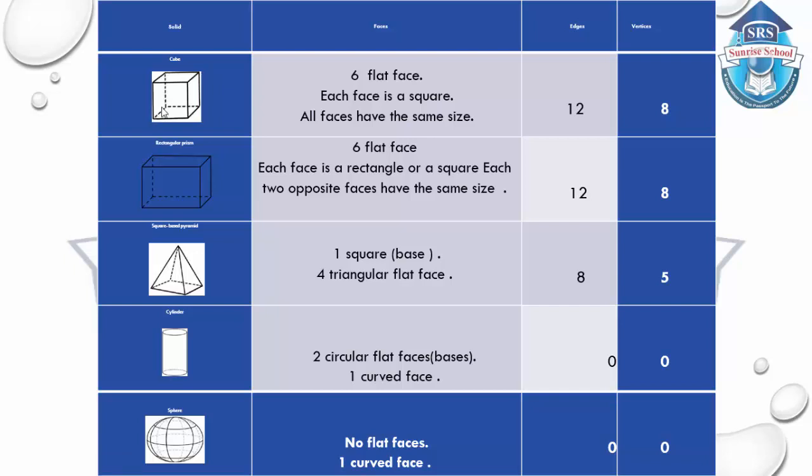What do I mean by vertex? Do you remember? A vertex is the point where two edges meet each other. We call it a vertex. So here, let's count vertices together. 1, 2, 3, 4, 5, 6, 7, 8.